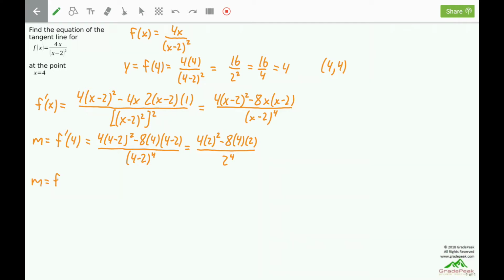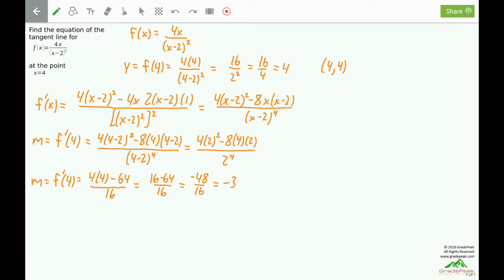So our slope, f prime of 4, will be 4 times 2 squared. Well, 2 squared is a 4, minus 8 times 4 is a 32, times a 2 is a 64. And then 2 to the 4th is 2 times 2 times another 2 times one more 2. That gives us 16. So we have 16 minus 64 over 16. Well, 16 minus 64 is a negative 48 over 16. And 48 is divisible by 16, giving us a negative 3. So there's our slope. We have a slope of negative 3, and we have our point of (4, 4).